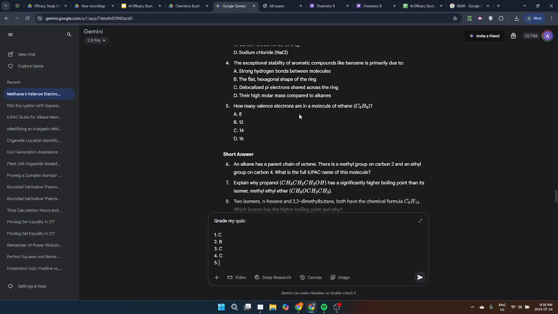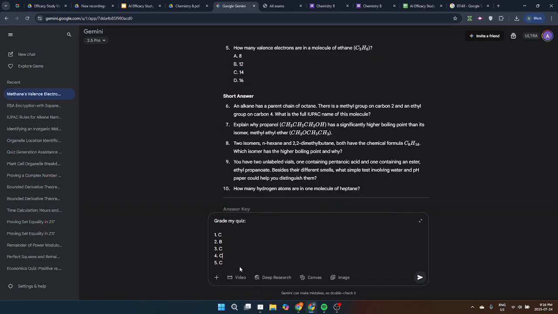Okay. Ethane, how many valence electrons? Okay, this is a good opportunity to test out our 6n plus 2 formula. So 6n plus 2 here would be 14. But just to be safe, let's just count. So 6 plus 8 is 14. So yeah, that is correct. A lot of C's.